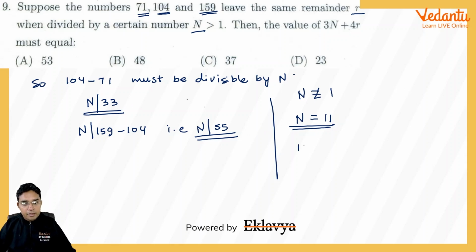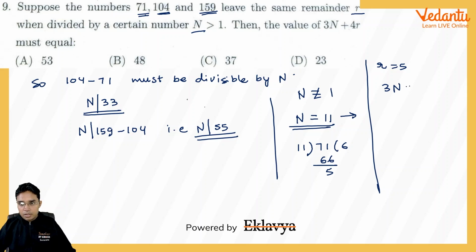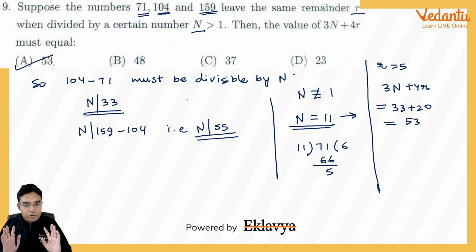And if I divide 71 by 11, we get 6 here, 66 here, and the remainder is 5. So you can check, we got n equal to 11 and r equal to 5. So what they are asking is 3n plus 4r, so that will be equal to 33 plus 20. So the answer here should be 53, that is A. I think this is definitely an easy question. If you've done questions of this type even in your 10th class, I think there were some questions like this. So this question I will rate as average, below average I will say.